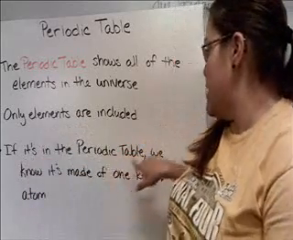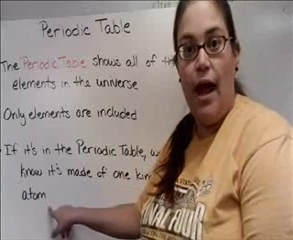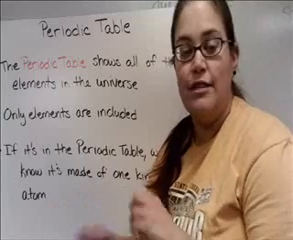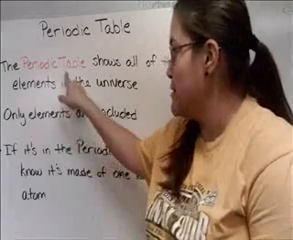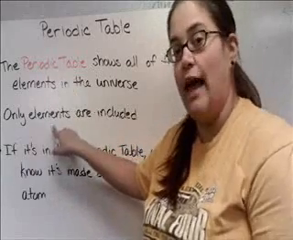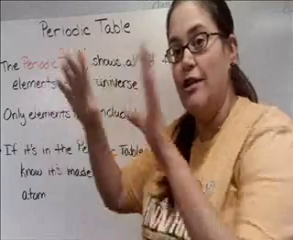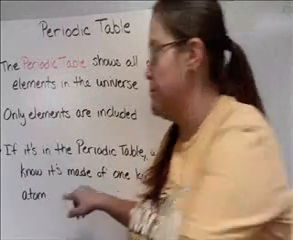So in the periodic table, we know it's made of one kind of atom. So remember, elements are made up of one type of atom. They can't be broken down into individual parts. If it's in the periodic table, we know it's an element, because only elements are included. So we know that everything on the periodic table, everything in that chart, is made up of one type of atom.